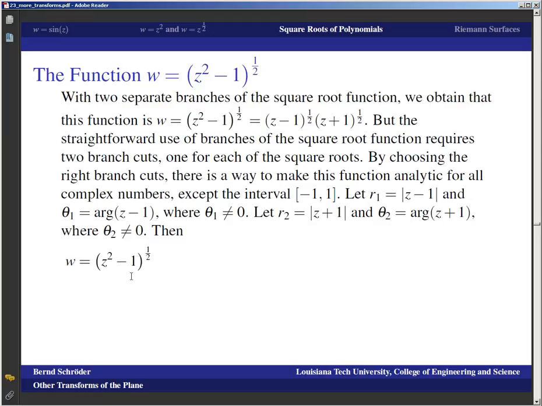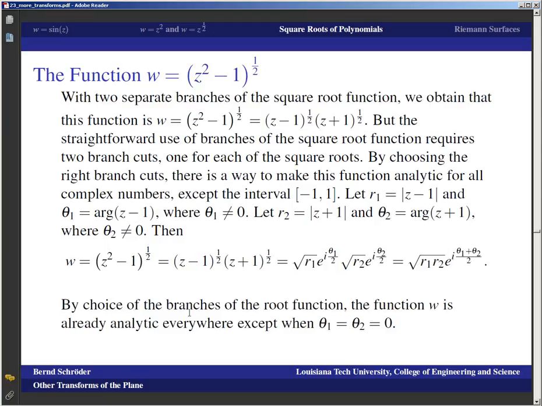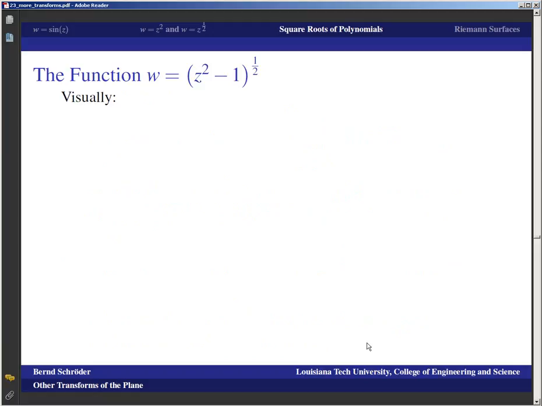And then we have that w is (z squared minus 1) to the 1/2, which is (z minus 1) to the 1/2 times (z plus 1) to the 1/2, which is square root of r1 e to the i theta 1 over 2, times square root of r2 e to the i theta 2 over 2, for the right kinds of points, which is square root of r1 r2 times e to the i (theta 1 plus theta 2) divided by 2. And by choice of the branches, this function is analytic everywhere except when theta 1 equals theta 2 equals 0. We need to see that, so let's take a look at that. Okay, last sentence on this panel: that means w is analytic everywhere except in the interval from 1 to infinity, because this is how it looks.